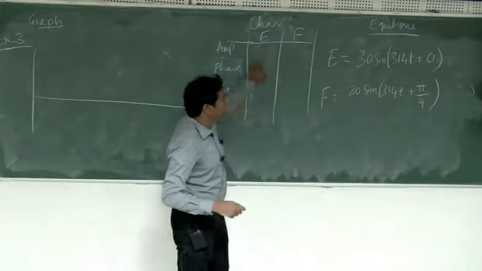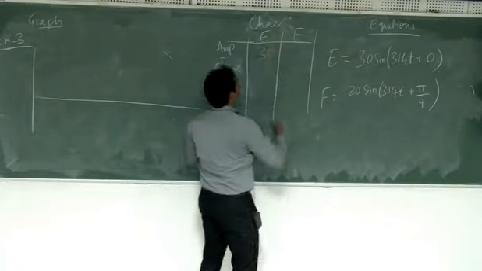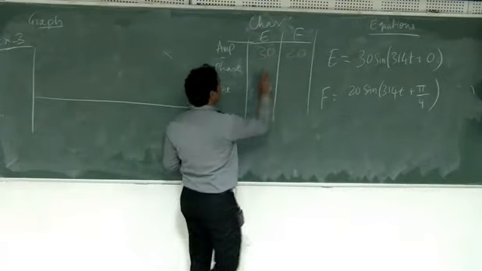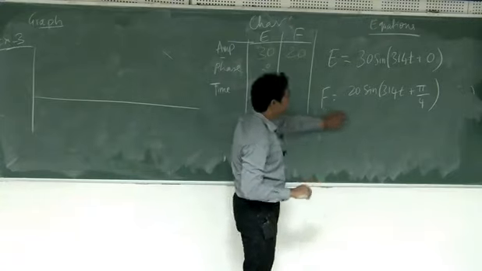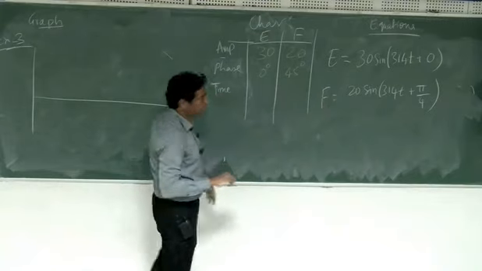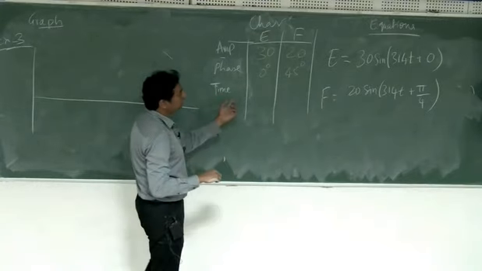So what is the amplitude of E? 30. Okay. What is the amplitude of F? 20. Okay. What is the phase of E? 0 degrees. What is the phase of F? 45 degrees. This is plus, because plus pi by 4. What is the time period of E?